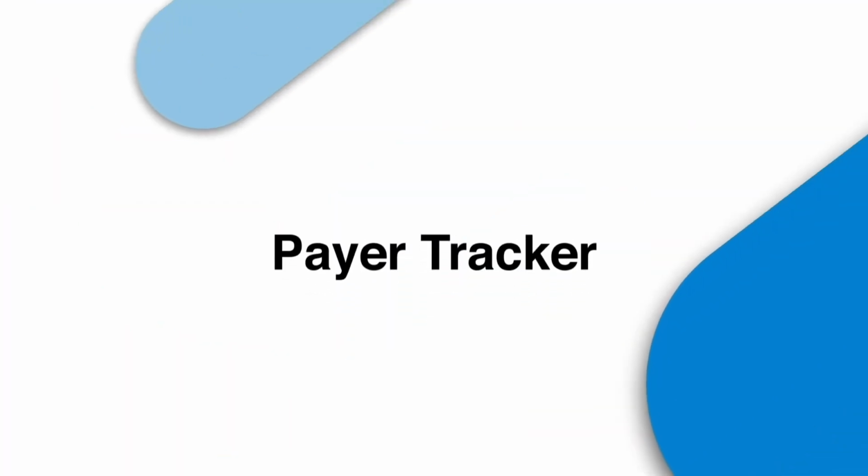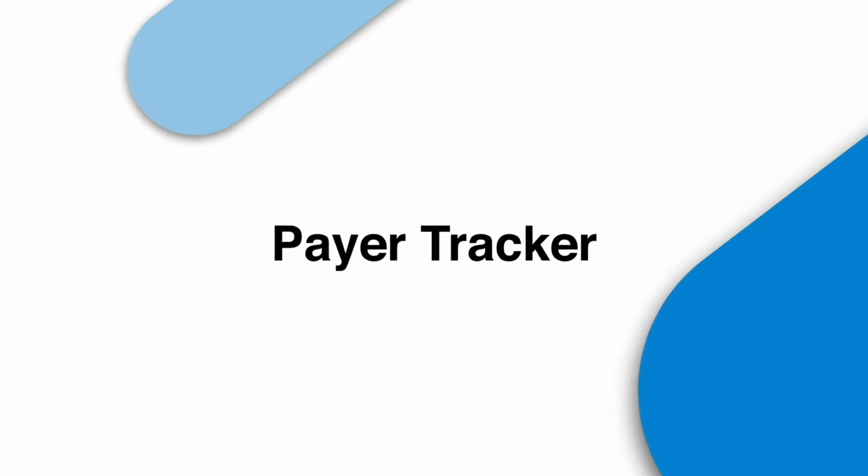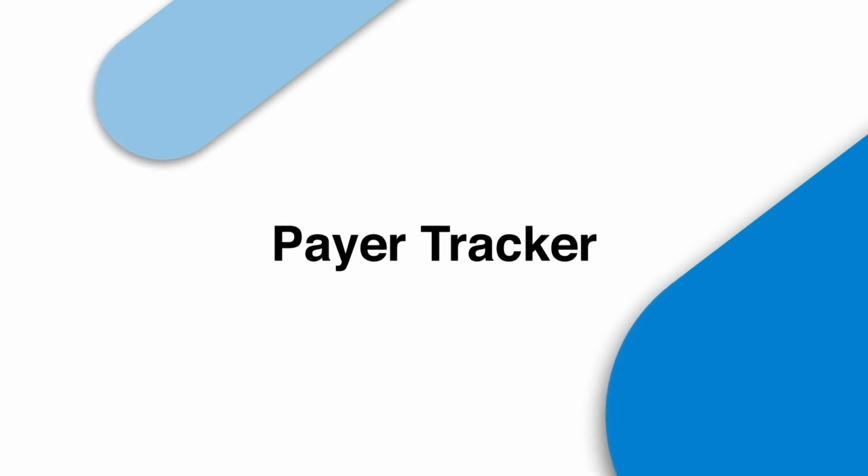Payer Tracker is just like Alpha Tracker, except it's designed to aggregate historical data for small insurance carriers. This is important because often you can come across an insurance policy that you've never heard of before. Therefore, you have no indication of what its potential reimbursement rates are.